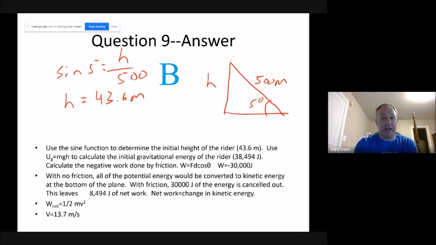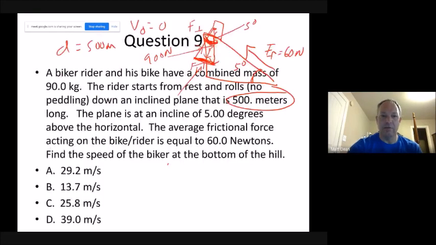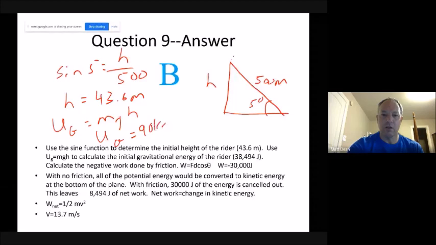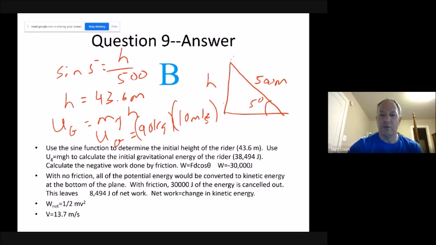Now that we've got the height, we can calculate the initial gravitational potential energy of that rider. Gravitational potential energy is mgh. In this case, the guy's mass was 90 kilograms. We know that g is 10, and our height is 43.6 meters. Calculate out that gravitational potential energy, and you end up with 38,494 joules.